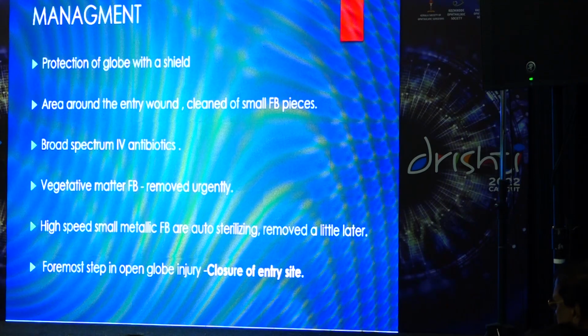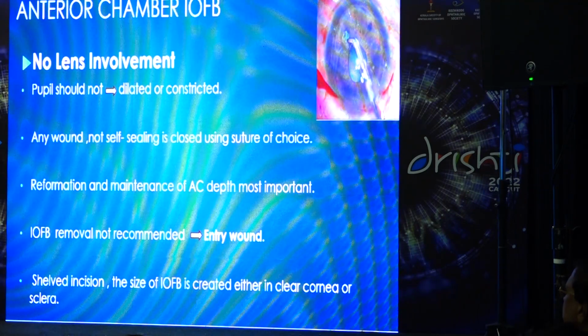The most important step is the closure of an entry wound. So if it is an anterior chamber intraocular foreign body we are suspecting without any lens involvement, the pupil should not be ideally dilated or constricted to avoid further movement of the foreign body. Any wound, if not self-sealing, should be sutured. Reformation and maintenance of the anterior chamber should be of utmost importance. And the intraocular foreign body should not be removed through the entry wound.